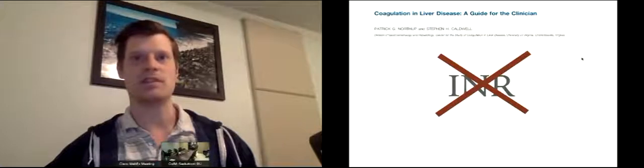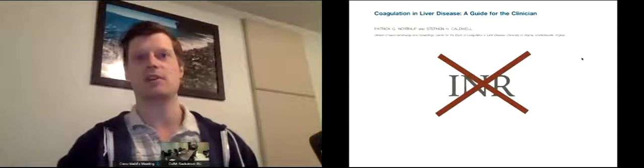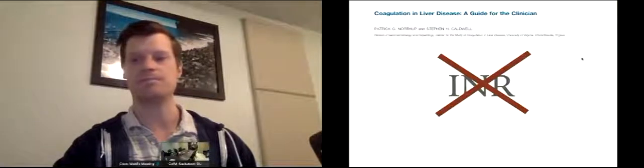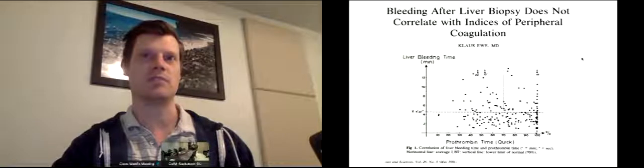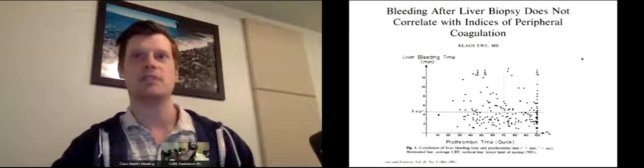The American Association for the Study of Liver Diseases practice guidelines for the performance of liver biopsy state that there is no specific INR level that clearly predicts bleeding during or after liver biopsy. In this study, liver bleeding was measured after liver biopsy had been performed by laparoscopy in 200 consecutive patients. Liver bleeding time was then analyzed in relation to prothrombin time, platelet count, whole blood clot time, and liver histopathology. This chart shows liver bleeding time compared to prothrombin time and the complete lack of correlation, even in prothrombin times as low as 10% of normal.